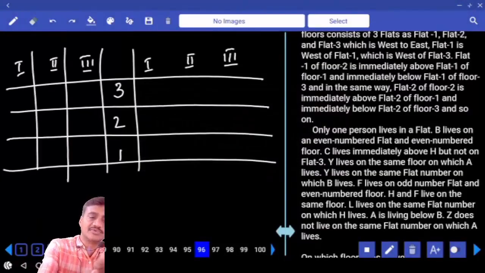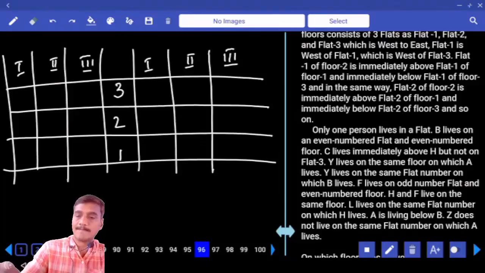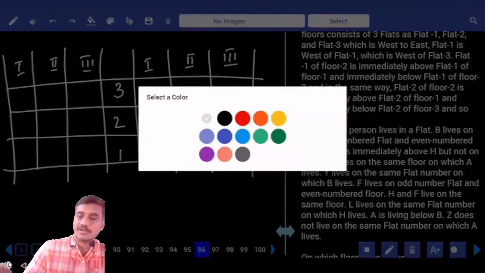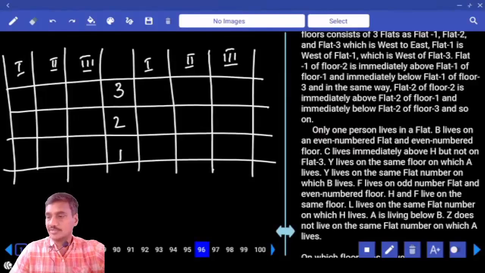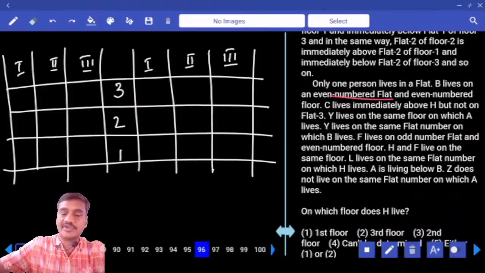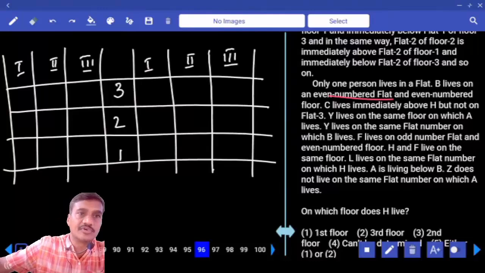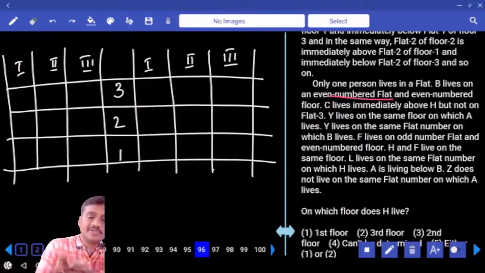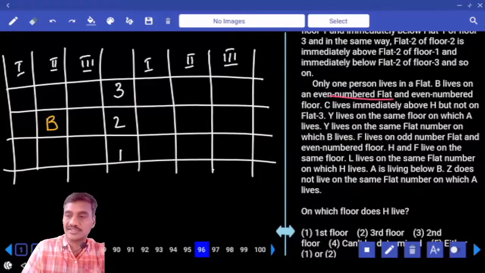Now in this condition number 1, tell me what information we have. First information, only one person lives in a flat. B lives on an even numbered flat and even numbered floor. Even numbered floor means second floor. Even numbered flat means second flat. Hence B must be on the second floor, second flat, exactly at the center.